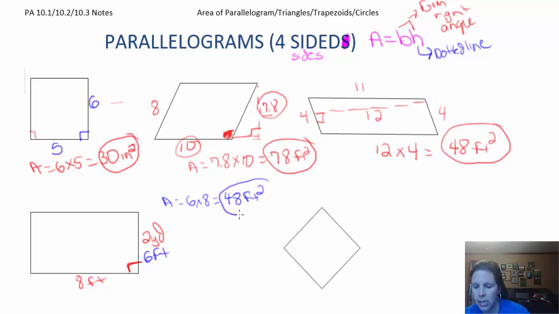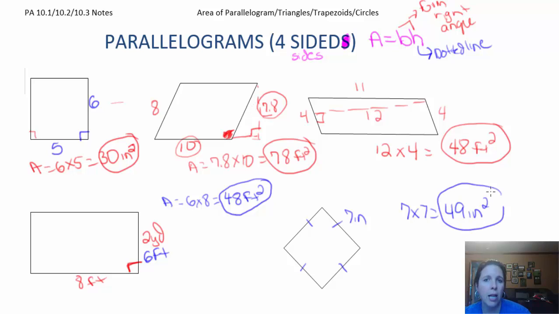Okay? This one, they're all right angles and all the sides are the same, and it just gives you 1. So you can either do 7 squared or you can do 7 times 7, which is 49 inches squared. Make sure you put the inches squared. Okay, so parallelograms are just base times height.